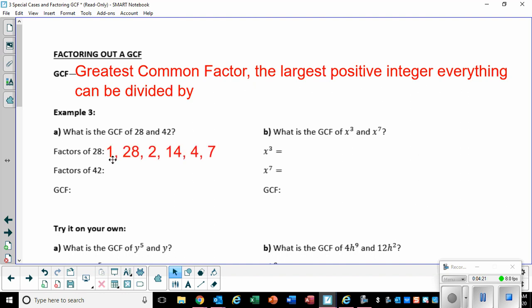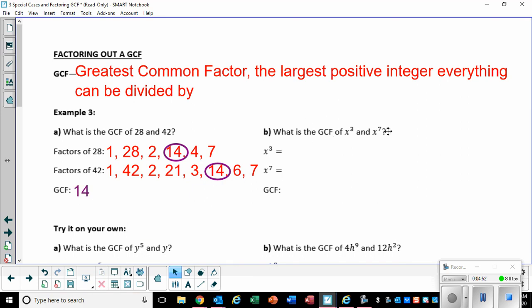And those are the numbers that multiply together to create 28. Sorry, it's a little loud. I'm in the hallway right now. We got 1 times 28, 2 times 14, 4 times 7. Okay? We do the same thing for 42. 1 times 42 will work, 2 times 21 will work, 3 times 14 will work, and 6 times 7 will work. So if you look at all the numbers, the biggest number they have in common is 14, and that's our GCF. Okay?